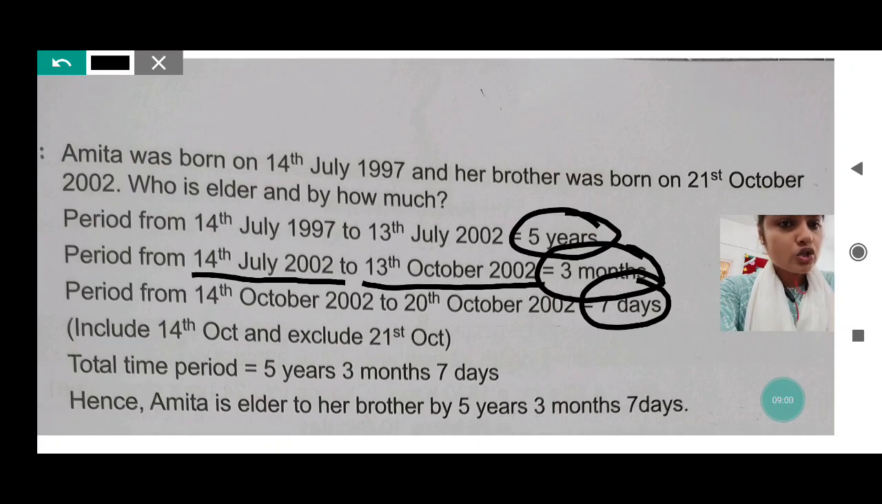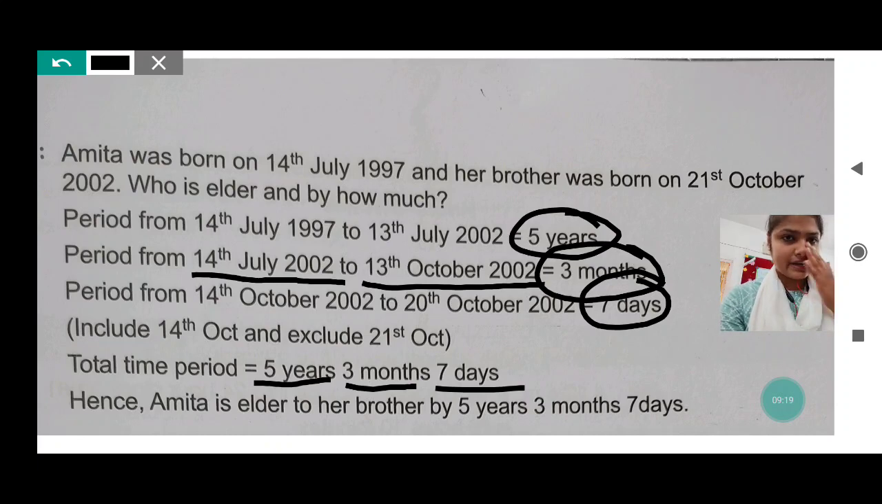Include 14 October but exclude 21st October. Total time period is 5 years, 3 months, 7 days. Hence, Amita is elder to her brother by 5 years, 3 months and 7 days.